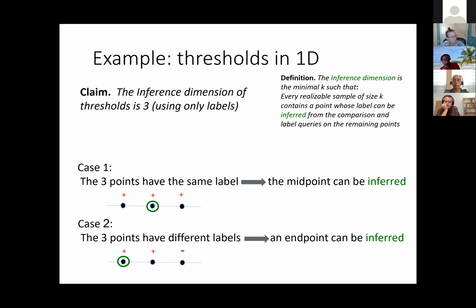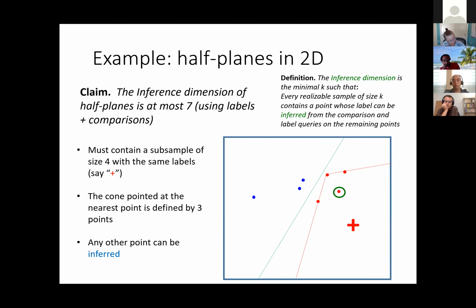Now, but here we didn't use comparisons. But let's go to 2 dimensions and see that there we actually need comparisons. So in 2 dimensions, I claim that with comparisons, this number is at most 7. And in fact, if you work a bit harder, you can bring it down to 5, but let me prove 7. It's going to be easier.